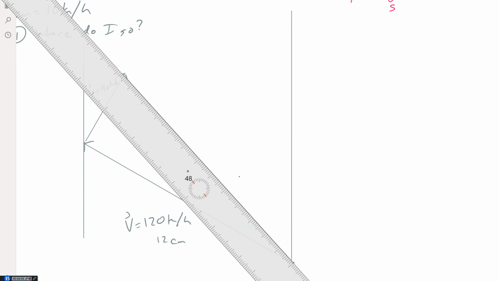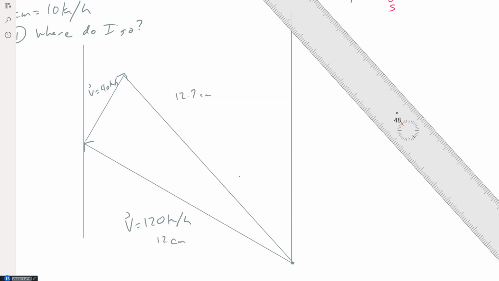And I'm getting about 12.7 centimeters. Everyone's going to get a slightly different number. And yet again, I'm going to draw my arrows on here to indicate that's what I'm actually doing. Now, because of my scale, this makes this 127 kilometers an hour. And I know I'm going to be traveling for 3 hours. So therefore, when I do the math, I end up with an answer of 381 kilometers.